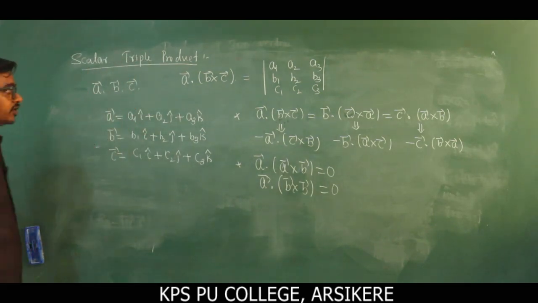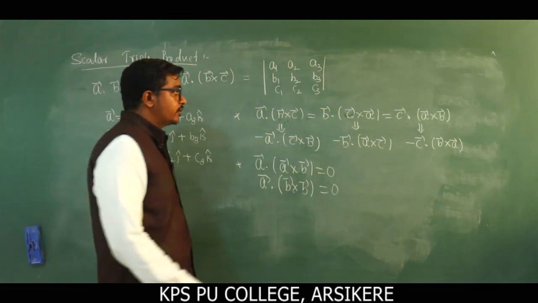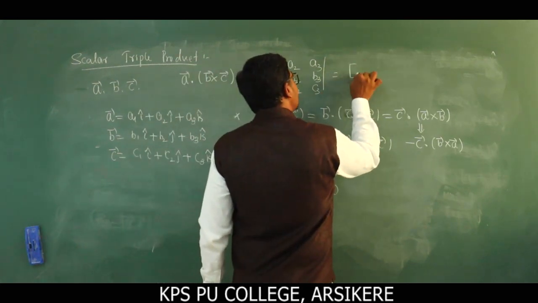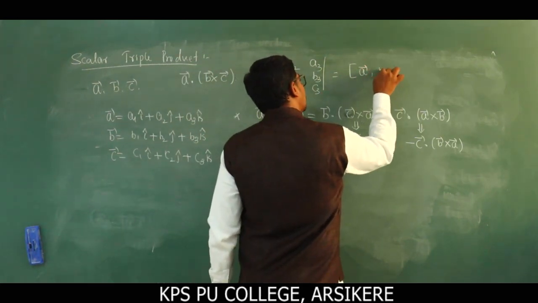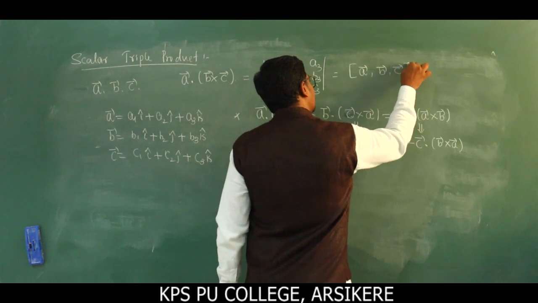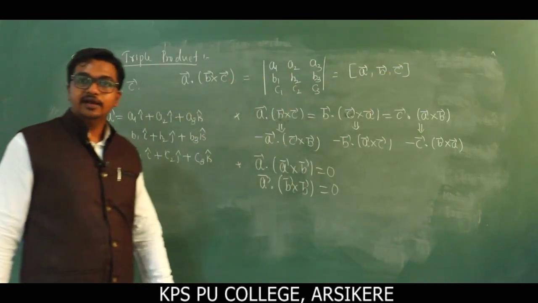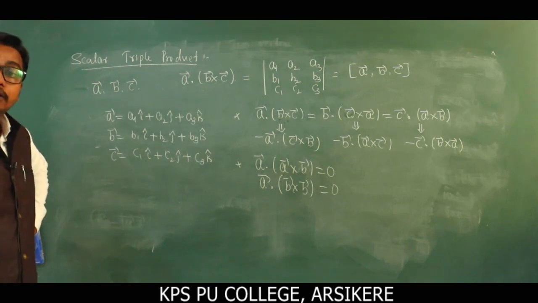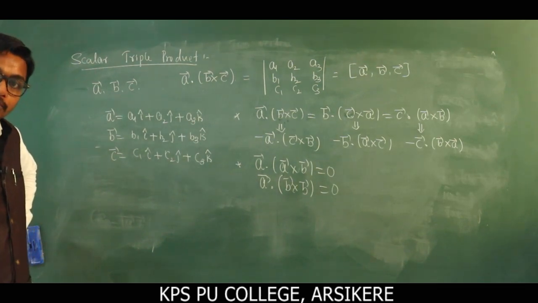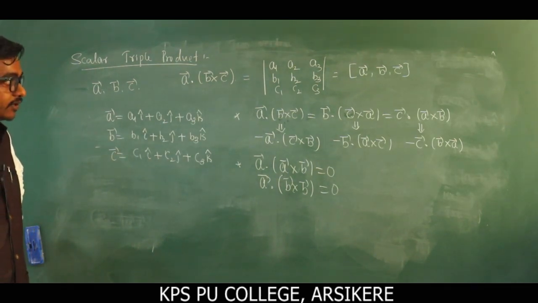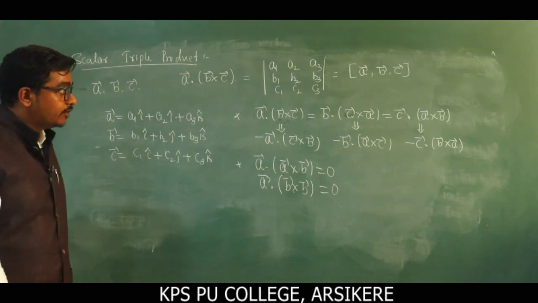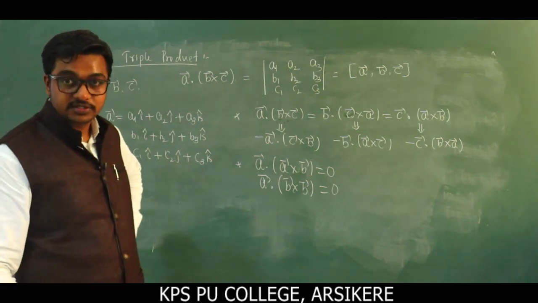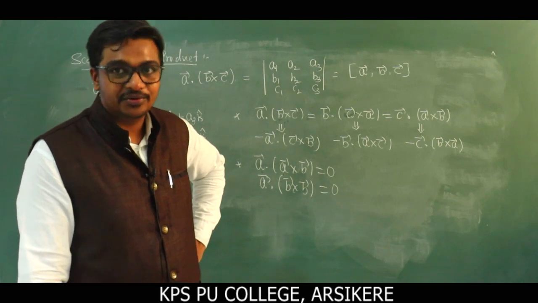We have another notation to represent the scalar triple product, this is also called box product. Vector A comma vector B comma vector C, that represents the scalar triple product, written in the box. This is also called box product.